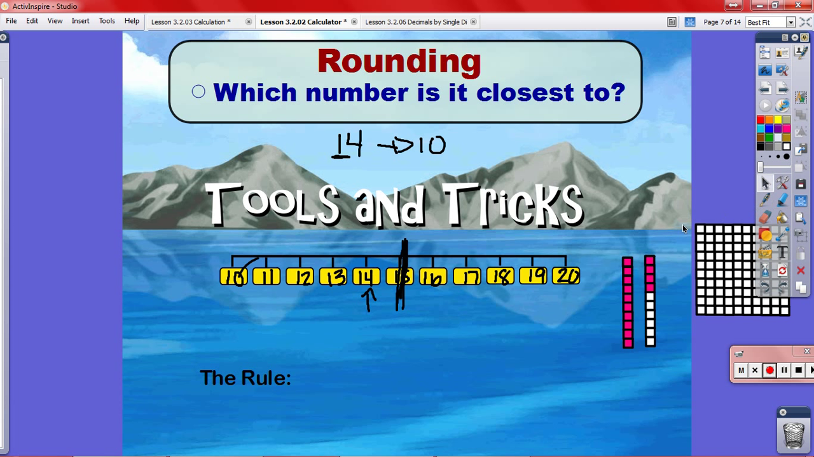Now, to have 10, I would need just this one. To have 20, I would need both of them colored all of the way in. So I have closer to 10 colored in than I do to 20 colored in, because I have more empty space on this column than I do colored in space. So I would round it to 10.